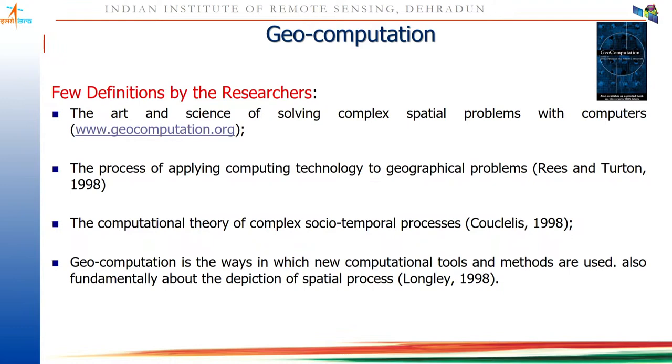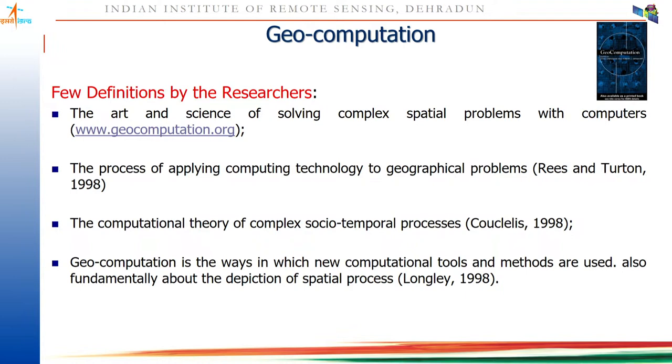The second definition says that this is the process of applying computing technologies to geographical problems. This is again a definition given by Ridge and Turton in 1998. It says that geocomputation is a technology or a method where we are applying computation technologies to geographical problems. Another definition says that it is a computational theory of complex socio-temporal processes.